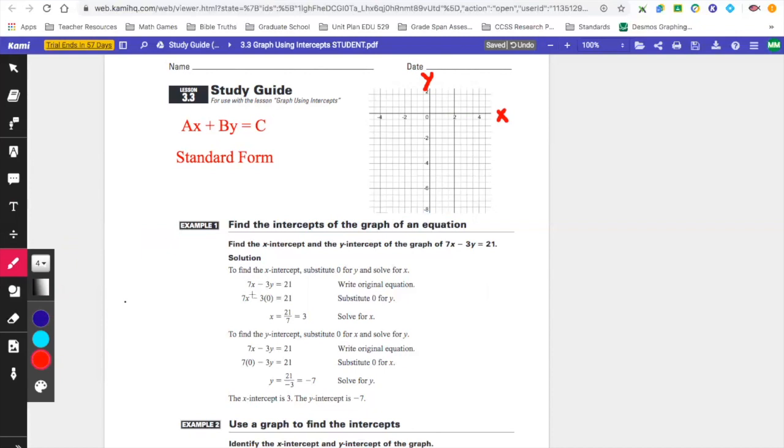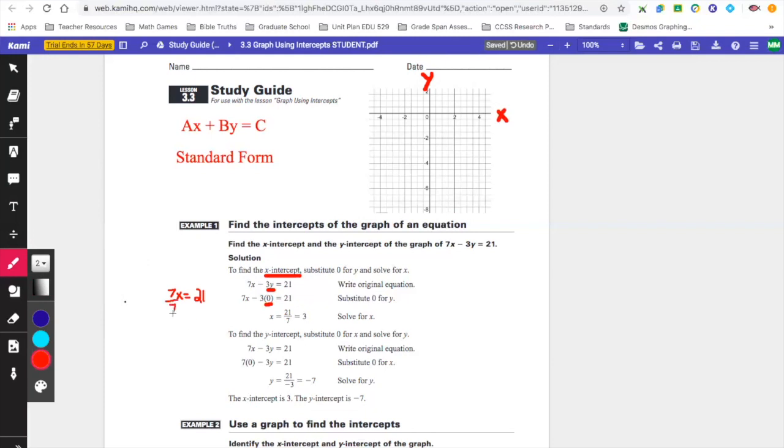If I look at my equation, 7x minus 3y equals 21, I would like to start by finding the x-intercept. To find the x-intercept, I've got to let my y equal 0. When I let y equal 0, that's 3 times 0, and it goes away. What am I left with? 7x equals 21. I have a one-step equation where I need to solve for x. That means that I would divide this side by 7.